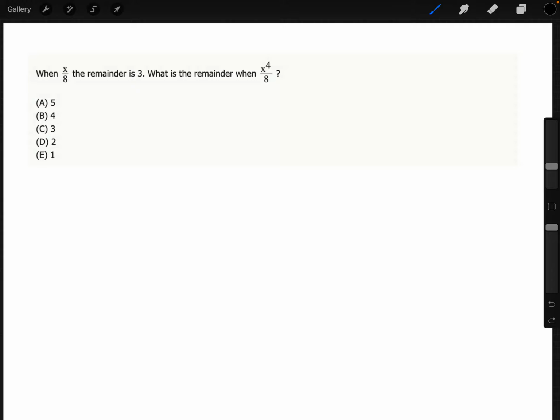This is a remainder question. It says that when x is divided by 8, the remainder is 3. So it's asking you what the remainder is when you have x to the 4 divided by 8.